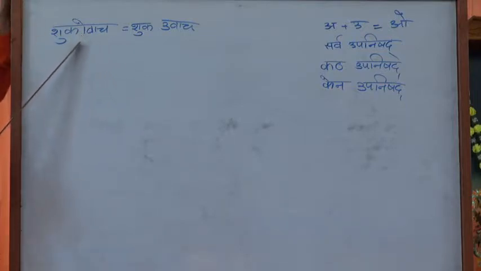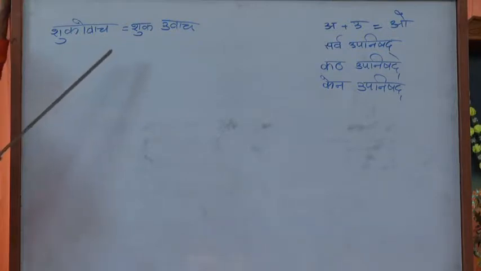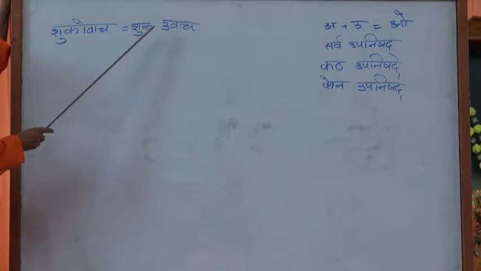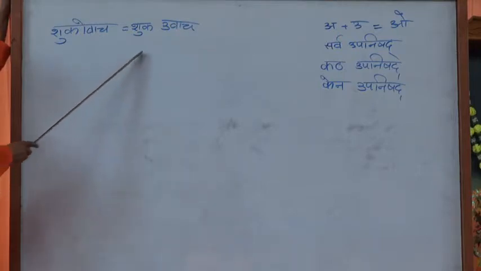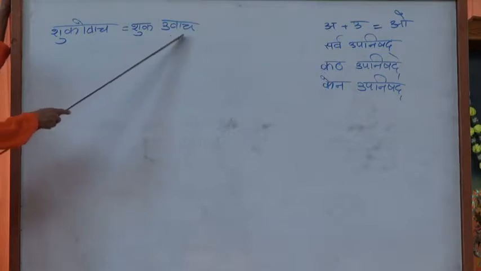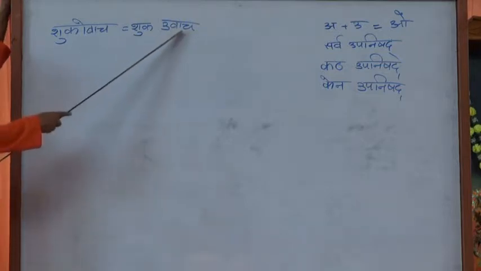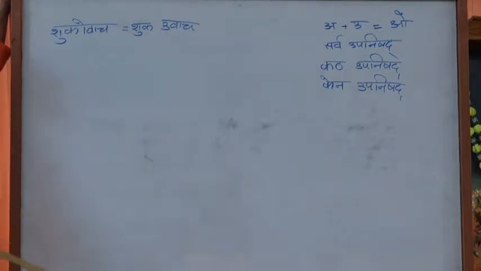Watch, look here. Say, Shukovacha. There is Shuka Uvacha. Uvacha, what do you know? Right? See what has happened here. The A from here and the U from there has become O. So you will see this in Bhagavatam. Shukovacha. So this is how you know this, because you are familiar with that word. If you are not familiar with this word, or either one of those words, and you see this, you will not know which two words it is.